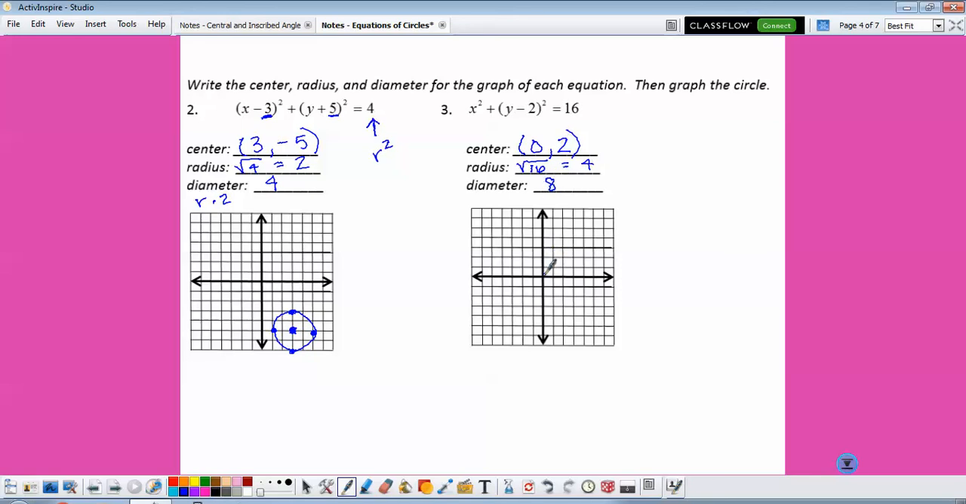Again, go and mark your center, (0, 2), and then I'm going to count 4 in each direction. 1, 2, 3, 4. 1, 2, 3, 4. 1, 2, 3, 4. 1, 2, 3, 4. And connect the dots.